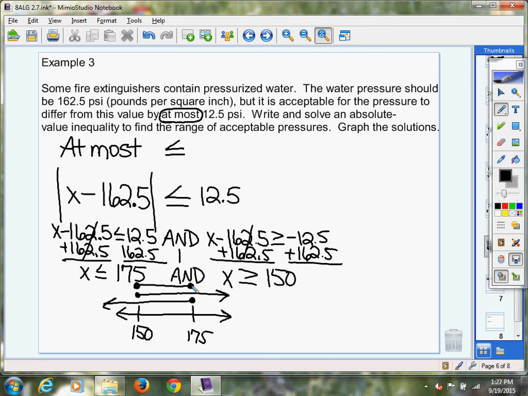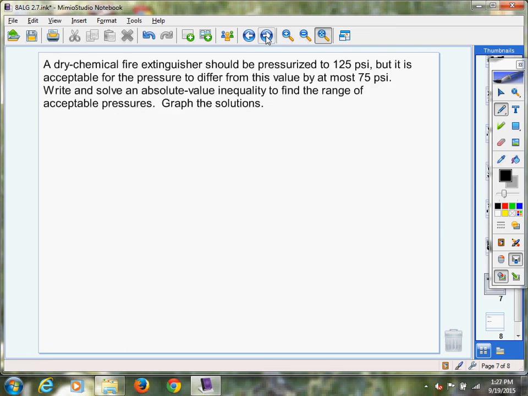All right, now as you flip the page, there's another one. I'm going to leave that one for you to try. Your code word for this lesson is falling leaves. Falling leaves. And I'm going to leave this one as extra credit for you to try. So I need you to do three things for me. Write, solve, and graph an absolute value inequality.